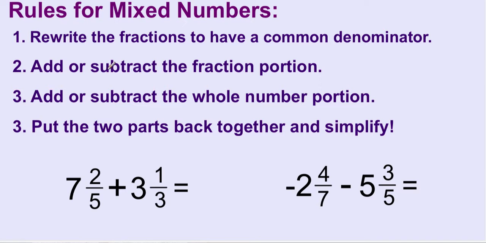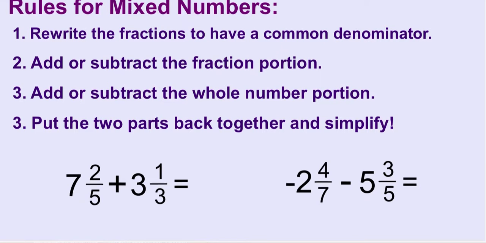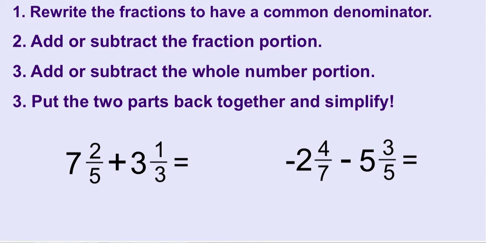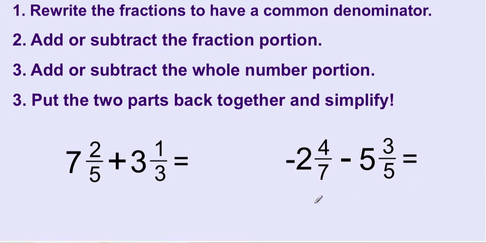So, very quick reminders from our 6th grade rules. You're going to rewrite the fractions with a common denominator, add or subtract the fraction portion, add or subtract the whole number portion, and then put the two parts back together. Sometimes you'll have to do a little bit of simplifying or renaming when you are all done with it. Get all 4 of those steps written down, and then here's our first 2 examples. And I'm going to go relatively quickly in these because they are hopefully fairly straightforward for us.